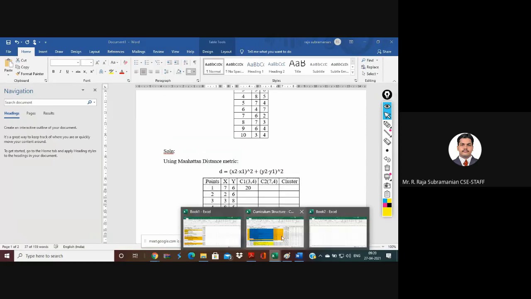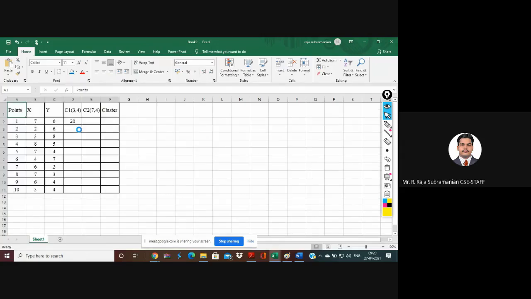Or I can use the Excel sheet itself. I have opened the Excel sheet, and I can directly feed the formula over here. This is x minus 3 the whole square plus y minus 4 the whole square. Similarly here, x minus 7 the whole square plus 6 minus 4 the whole square.